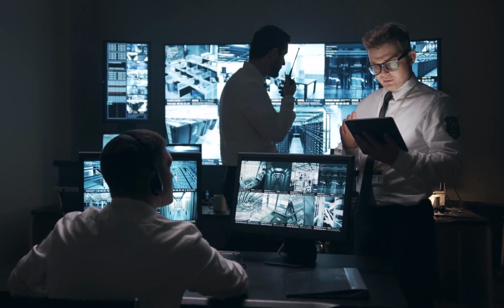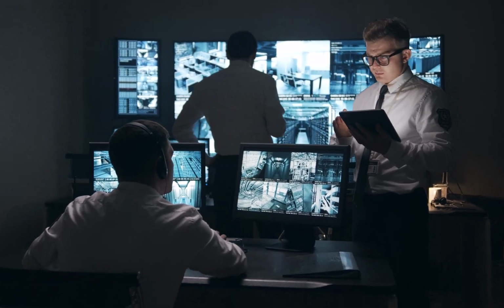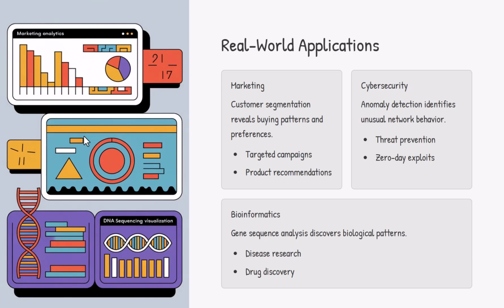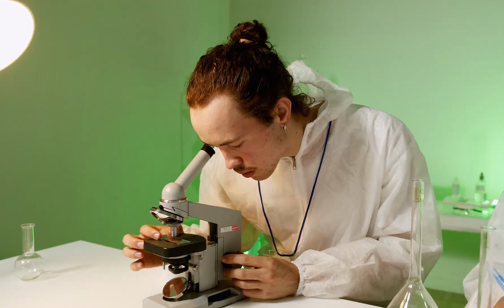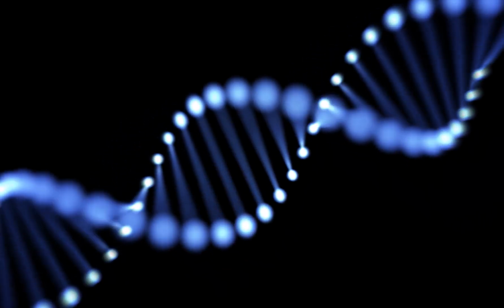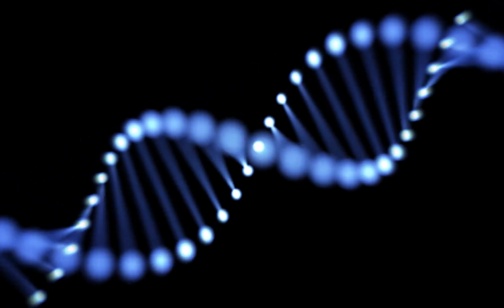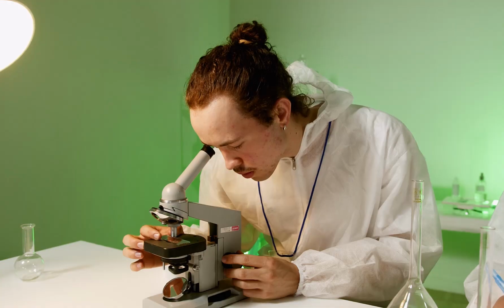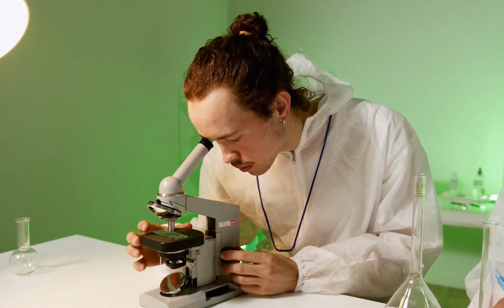Cybersecurity, anomaly detection. So imagine your systems being monitored and something just feels off. AI spots that anomaly, like someone logging in at 3 a.m. from Antarctica. Yeah, that's probably not normal. Genomics, biology. This one's wild. Scientists use clustering to group genes that behave similarly. So instead of manually testing combinations forever, unsupervised learning helps them zoom in on what matters.